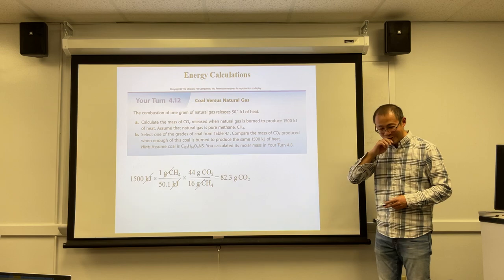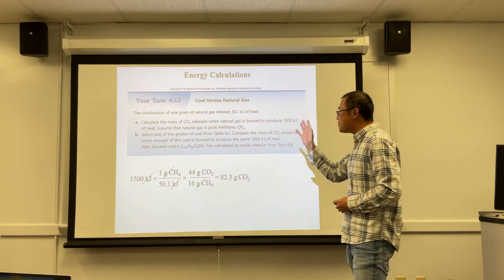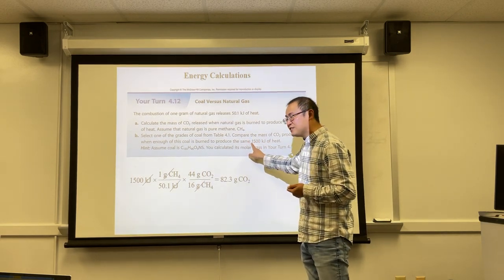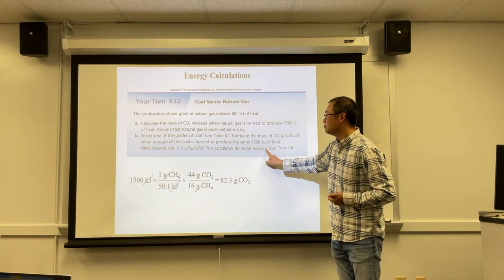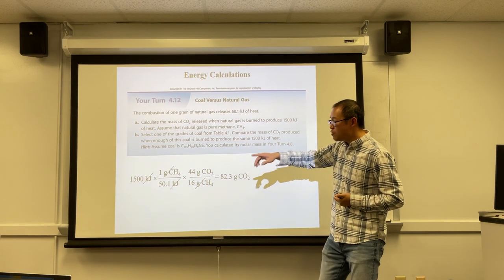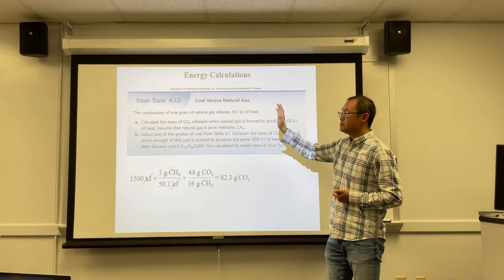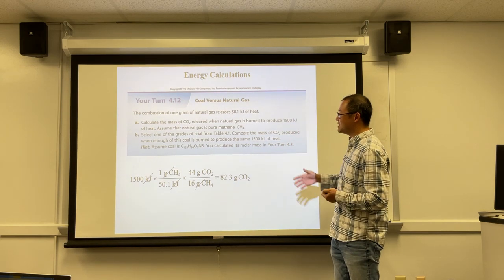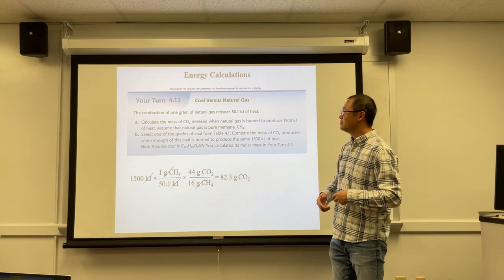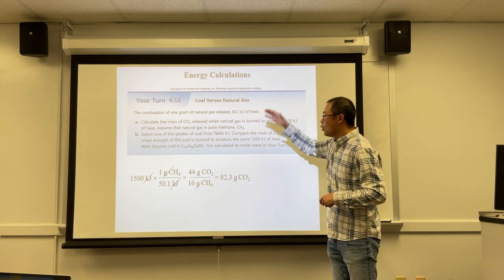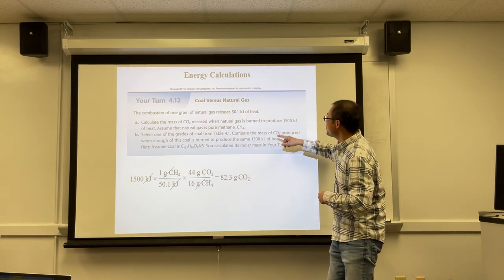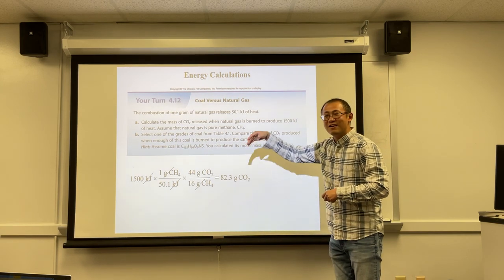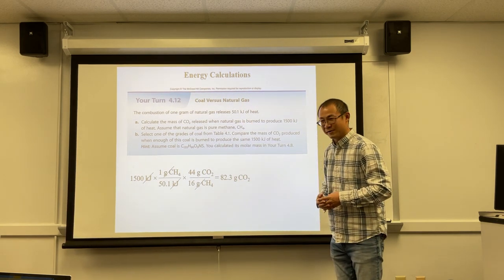When you go home, I want you to think about it or try this. If you want to produce the same amount of heat, 1,500 kilojoules, but you don't use natural gas, you use coal, how much CO2 is going to be produced in comparison? Basically it asks us to compare burning coal or burning natural gas to produce the same amount of energy. Make sense? Which one gives more CO2? So think about it.